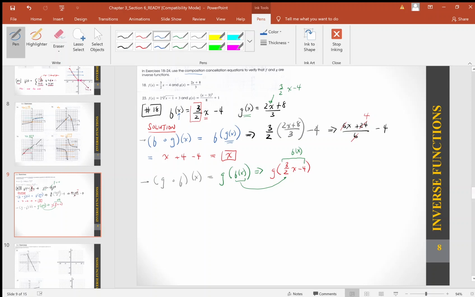And when I do that, I'm going to get 2 times 3 over 2 x minus 4, plus 8, and I'm going to divide that by 3. I could do the math. When I do the math, I'm going to get 6 over 2x minus 8 plus 8 divided by 3 equals 3x over 3 equals x.